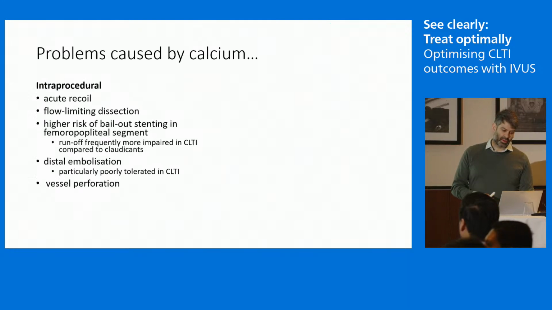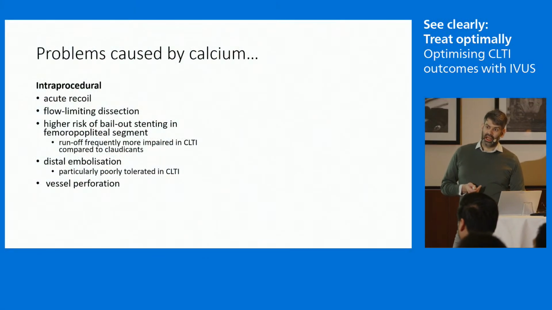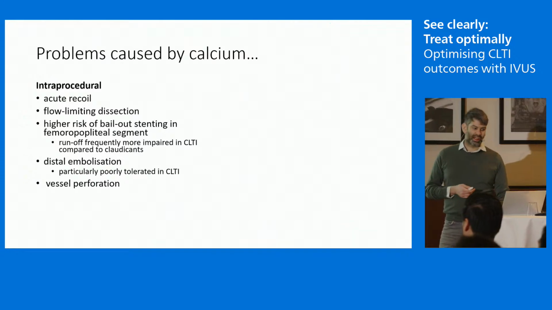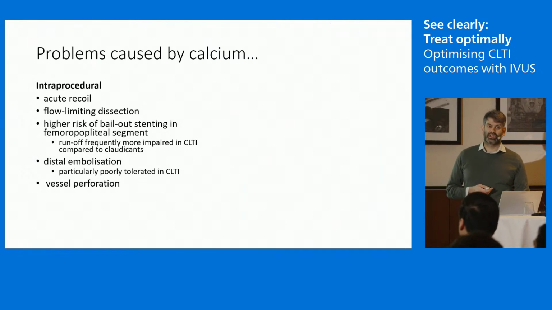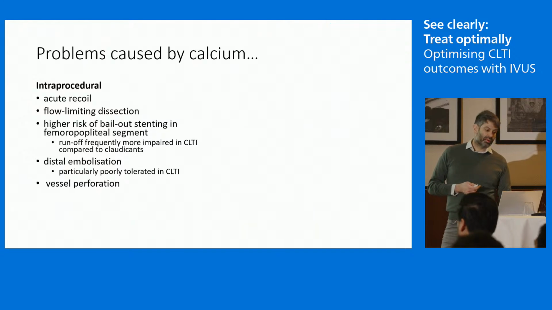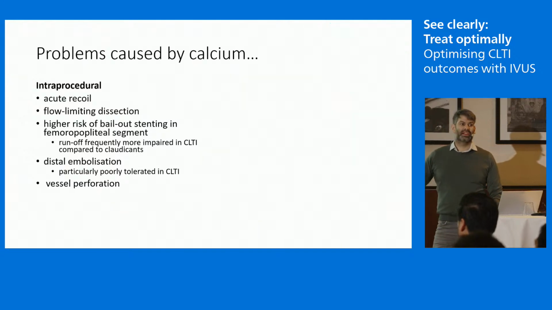So, just by way of introduction, I don't need to really tell anybody here about this, but the problems caused by calcium can be intraprocedural: acute recoil, flow-limiting dissection. You've got a much higher risk of requiring a bailout stent if you're working in the femoropopliteal segment. And the problem with that in CLTI is that CLTI patients frequently have an impaired tibial runoff compared to claudicants, and it is well established that the more runoff vessels you have for a femoropopliteal stent, the more chance it's going to stay open for longer.